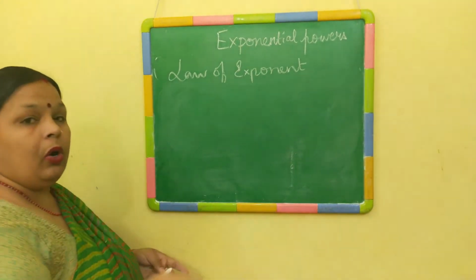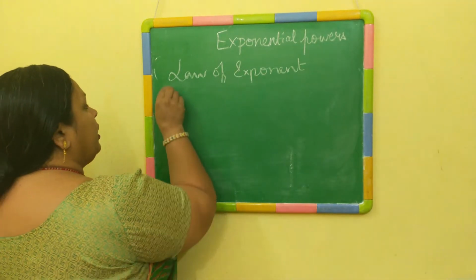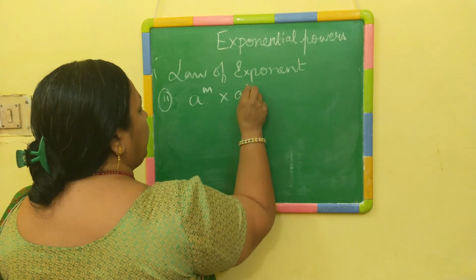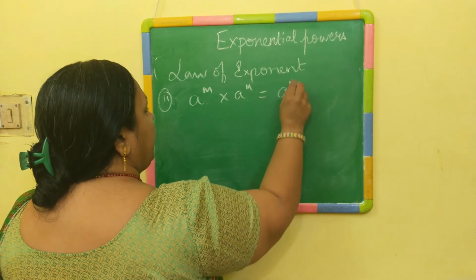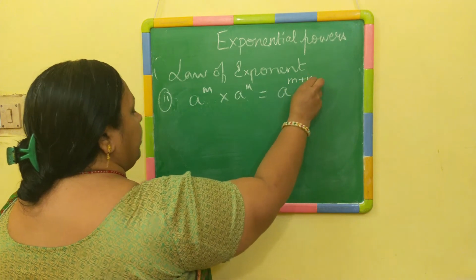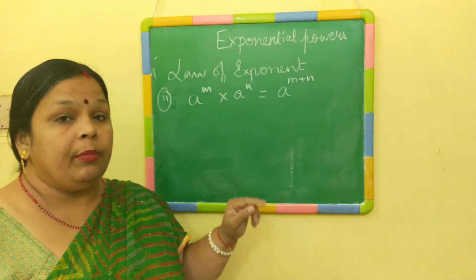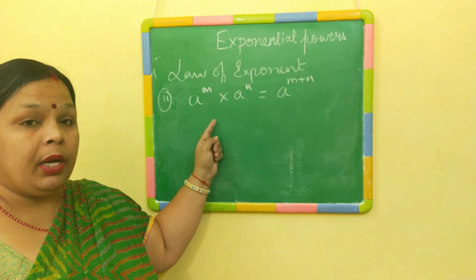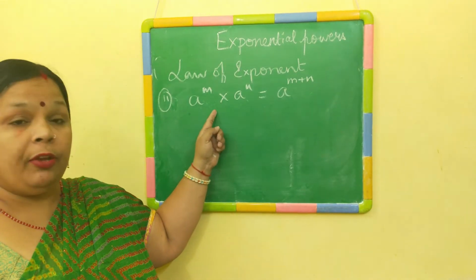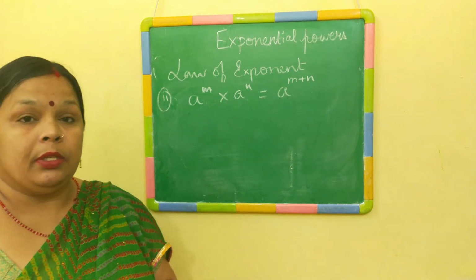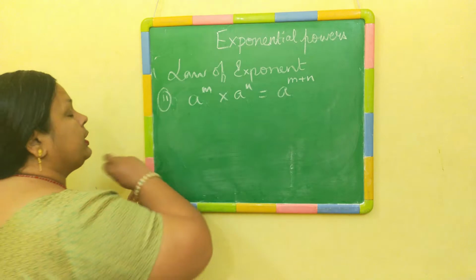The second law of power and exponent says that if a power m is multiplied by a power n, then we will be adding the powers. We are observing here that the bases are same, powers are different and multiplied. Multiplication is nothing but repeated addition. So we are adding the powers here. How are we adding? Let's see.